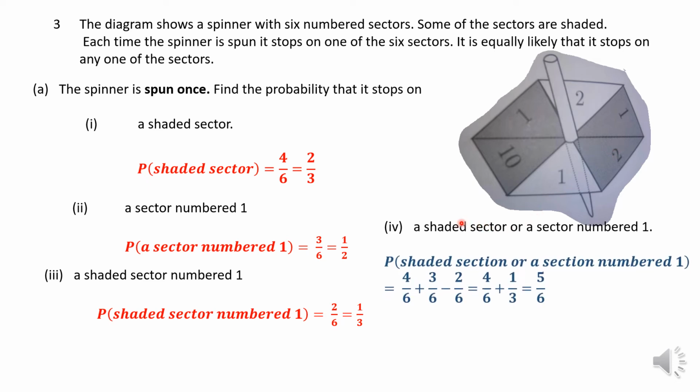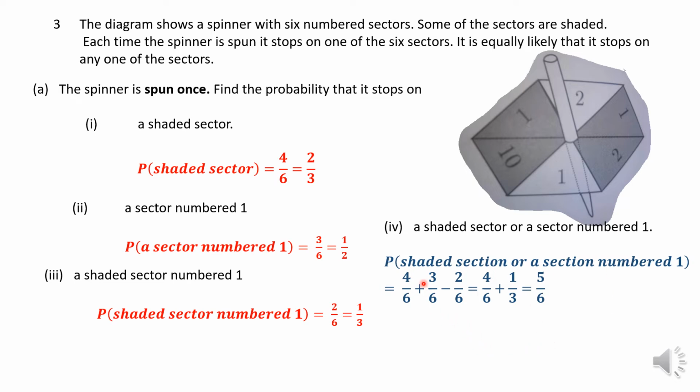So you have to be a bit careful. You have got 4 out of 6. You have got 3 out of 6 ones. Then you're supposed to subtract the 2 that are not shaded, and that gives you 5 over 6 is the answer that we're looking for.